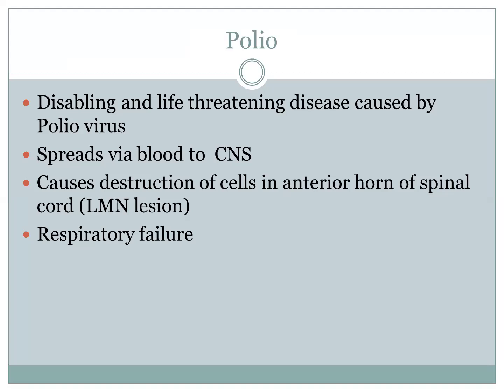Okay, so the first disease that we would like to study is polio. Polio is a disabling and life-threatening disease caused by the polio virus, and it spreads via blood to the central nervous system. The polio virus causes destruction of cells in the anterior horn of the spinal cord, which results in lower motor neuron lesion. And this results in hyporeflexia, hypotonia, and fasciculation. So you can see all the symptoms which are commonly found in lower motor neuron lesion. And if it involves the diaphragm, then it can result in respiratory failure.